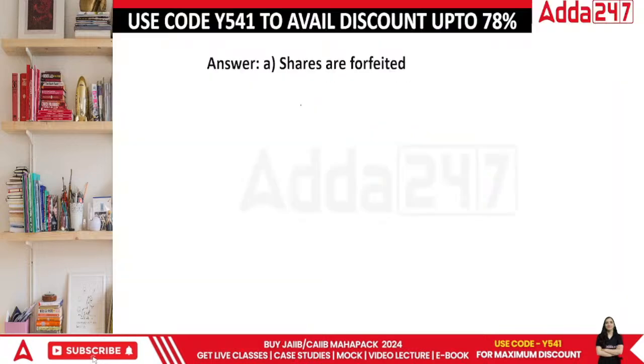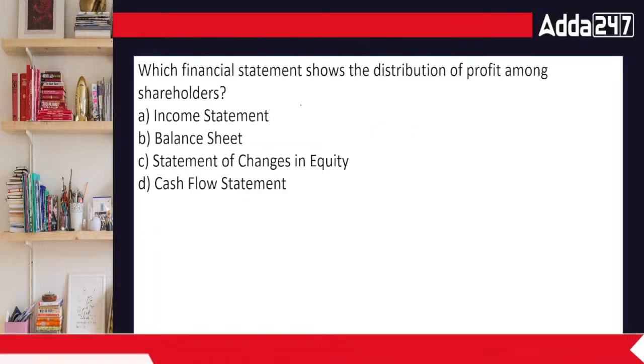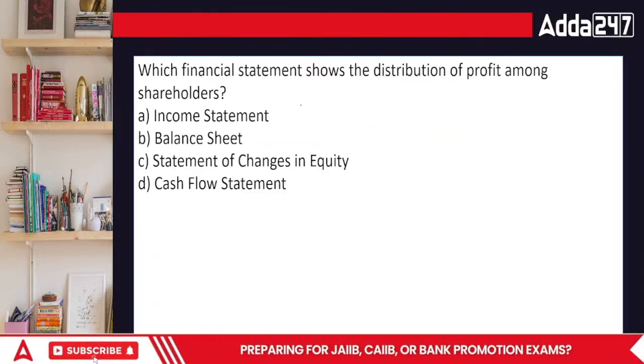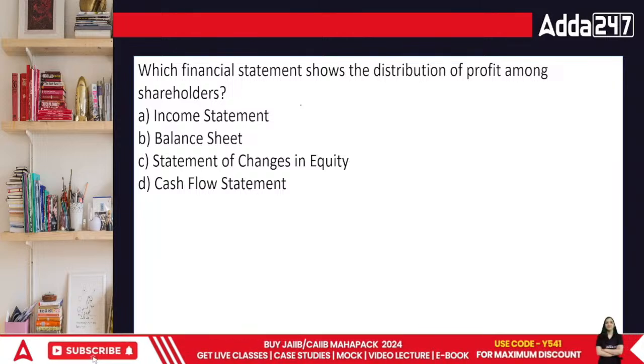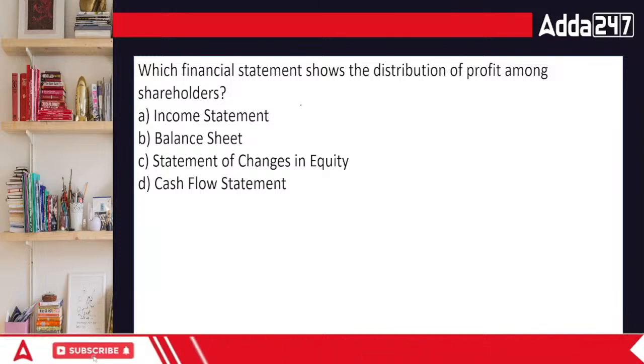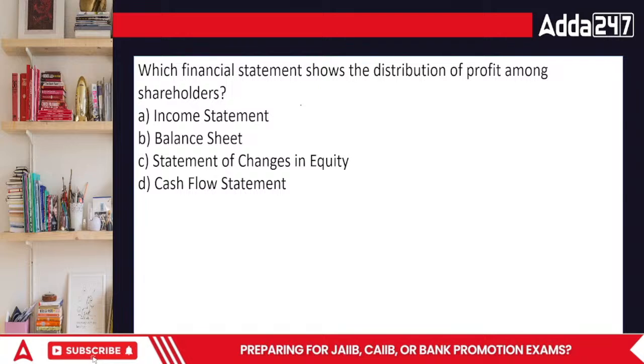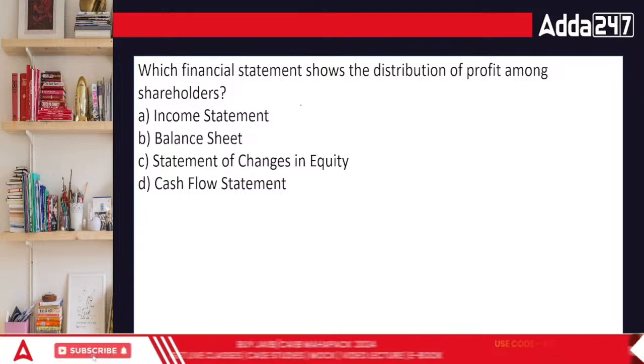The answer is shares are forfeited. Now the next point, which financial statement shows the distribution of profit among the shareholders? Income statement, the balance sheet, statement of changes in equity, or cash flow statement.